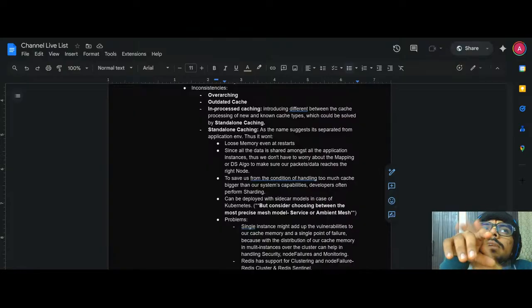Ambient mesh can provide you lesser complexity, and it can work along with nodes as well as namespaces. It will create lesser complexity. Still, I'll need to check it, because even within the ambient mesh you have ztunnel as well as the waypoint proxy. So there are different things that you will have to consider before going along with any particular path of choice.